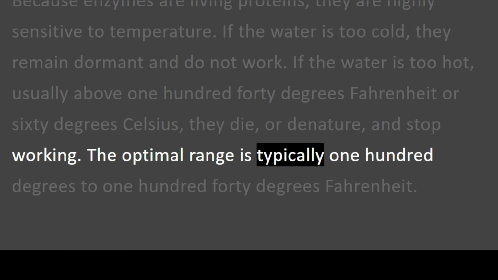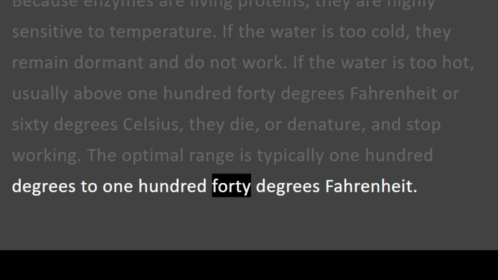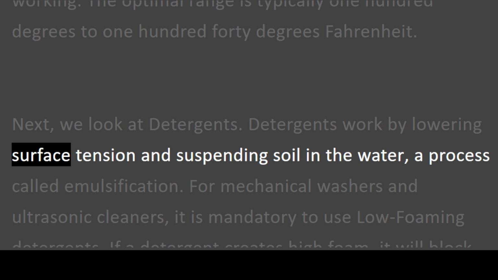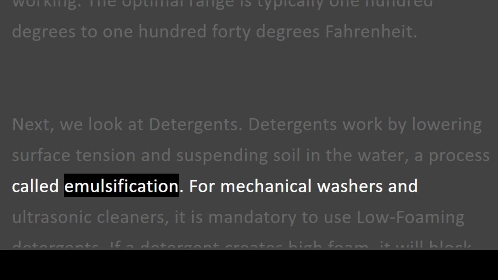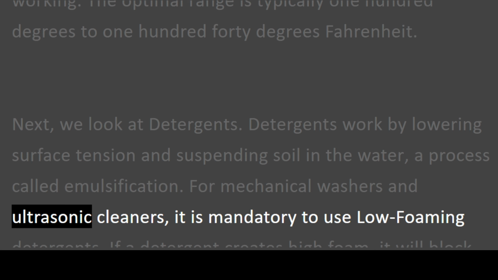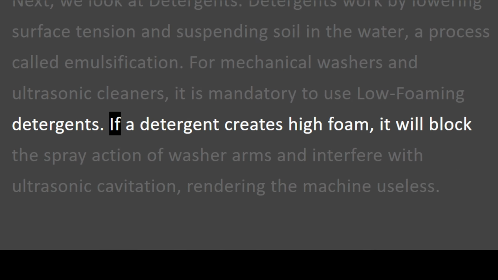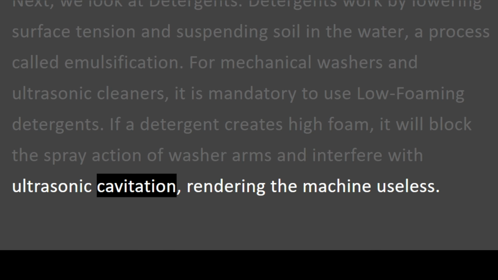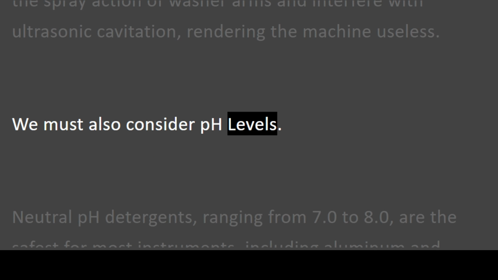The optimal range is typically 100 degrees to 140 degrees Fahrenheit. Next, we look at detergents. Detergents work by lowering surface tension and suspending soil in the water, a process called emulsification. For mechanical washers and ultrasonic cleaners, it is mandatory to use low-foaming detergents. If a detergent creates high foam, it will block the spray action of washer arms and interfere with ultrasonic cavitation, rendering the machine useless. We must also consider pH levels.